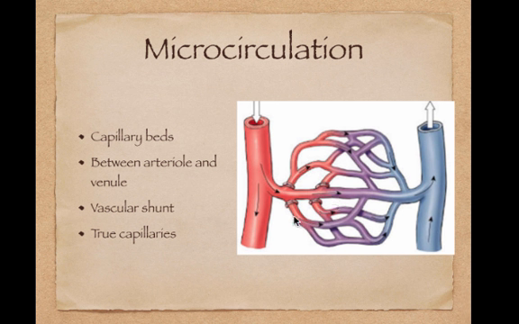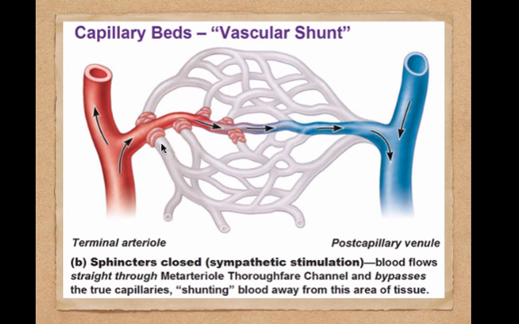We also have these true capillaries, which are all of the branches and the network of capillaries outside the vascular shunt. And these help to increase the surface area of the capillaries so that the capillaries can be exchanging material with more tissues. Along the edge of the vascular shunt, we see these sphincter muscles. And a sphincter is a circular muscle. It can close off a tube when it contracts.